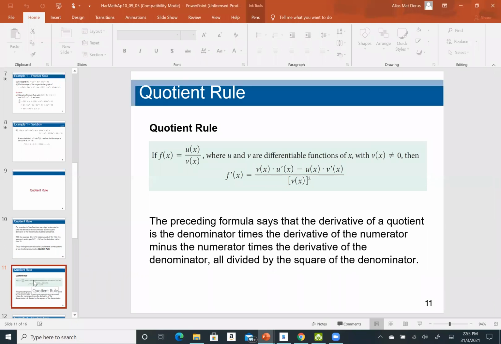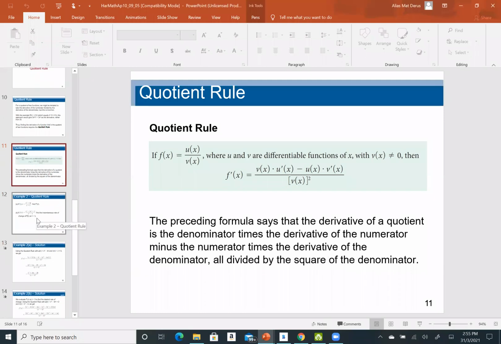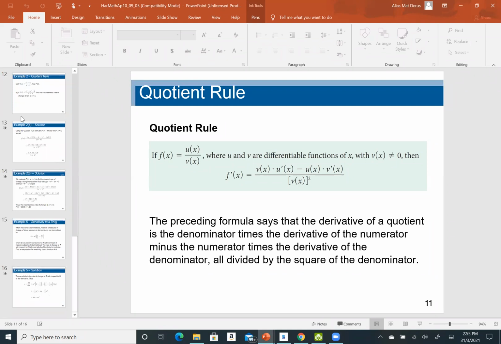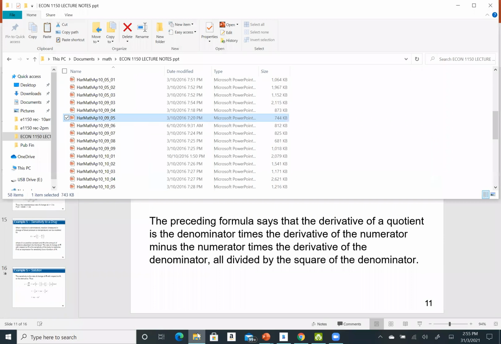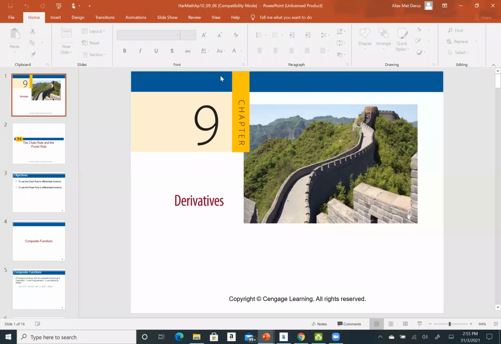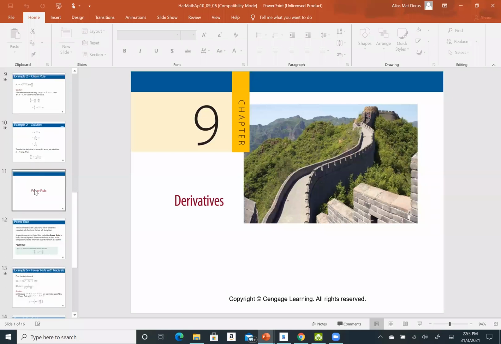So for the quotient rule, I already have given you some questions. And of course, the examples are given here, and these examples are coming from the book also. So I think we have enough. Now we move on to the next part, which is the general power rule. It is built on the power rule, but more general. We call it the general power rule and the chain rule. So we will start with the general power rule, and then we come to the chain rule.